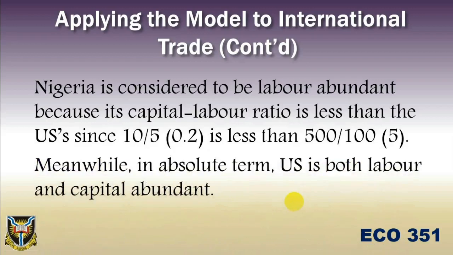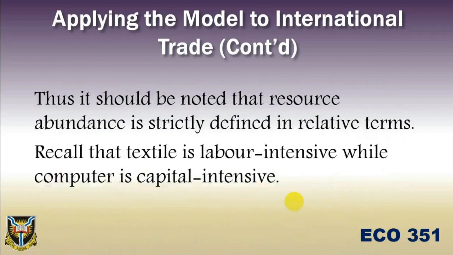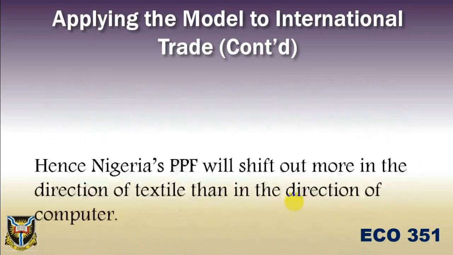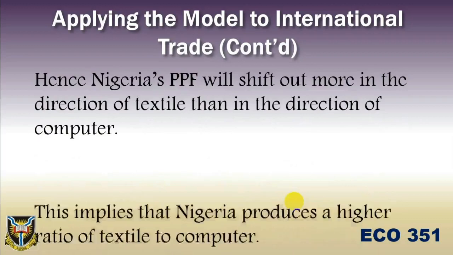Meanwhile, in absolute terms, US is both labor and capital abundant. Thus, it should be noted that resource abundance is strictly defined in relative terms. Recall that textile is labor intensive while computer is capital intensive. Hence, Nigeria's production possibility frontier will shift out more in the direction of textile than in the direction of computer.